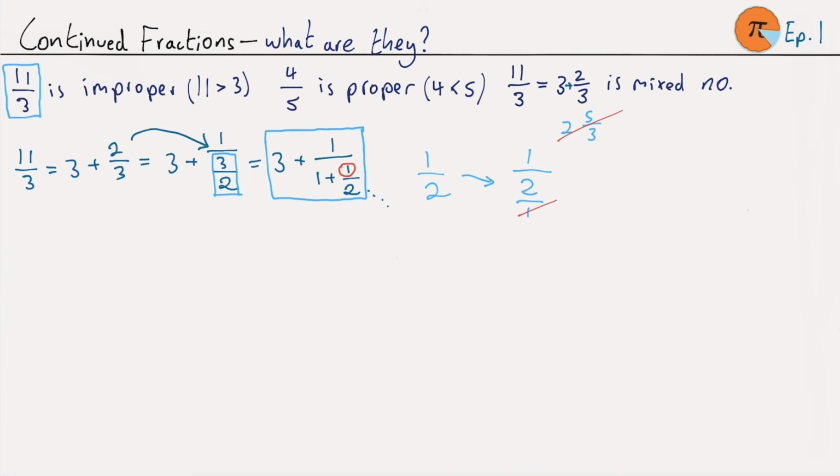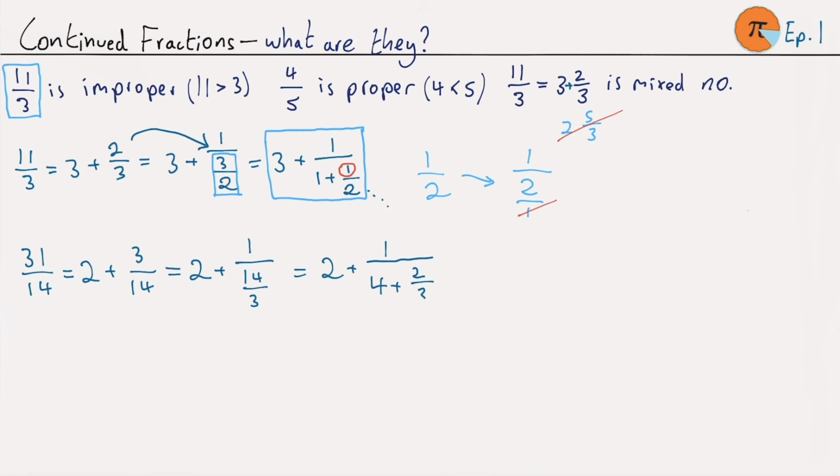I'll just go through another quick example just to clarify things. And that example is 31 over 14, and this is a slightly longer continued fraction. So we can write this as 2 and 3/14. You can check that yourself if you want to. And then, as with before, the next step, we do 1 over the reciprocal. So 1 over 14 over 3, we're just flipping it. We then write 14 over 3 itself. Because it's an improper fraction, we can write it now as a mixed number. And we get 4 plus 2/3 for that.